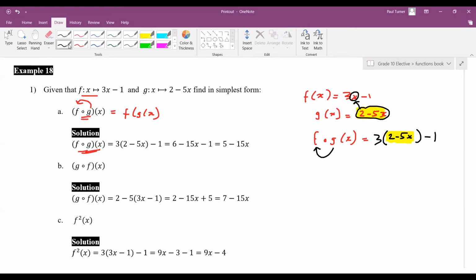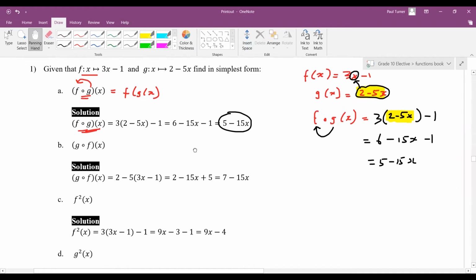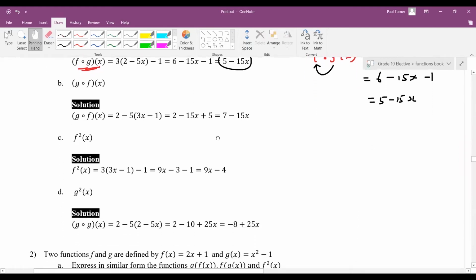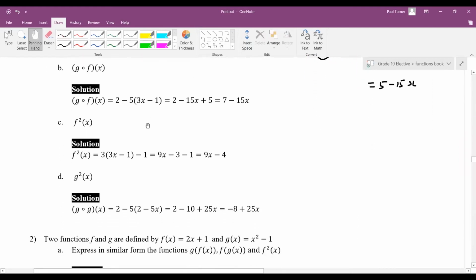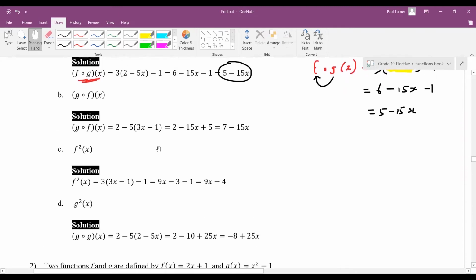So that's a new function, isn't it? That's a completely new graph if you want to graph it. So 6 minus 15x minus 1. So that's 5 minus 15x there, which is there. Okay. So when you want to do the opposite, I don't need to copy anything, it's all here. I just need the functions.